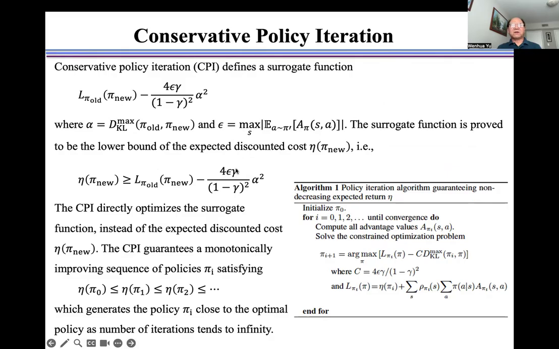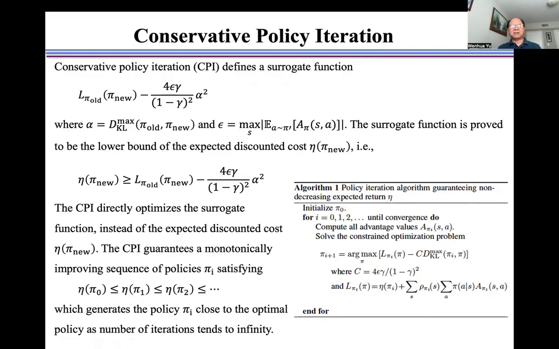Conservative policy iteration defines a surrogate function as shown here, where alpha is calculated from the KL divergence of pi old and pi new. Epsilon is calculated from the maximum of the expected advantage function A pi. The surrogate function is proved to be a lower bound of the expected discounted cost rho as shown here. The CPI directly optimizes the surrogate function instead of the expected discounted cost rho.